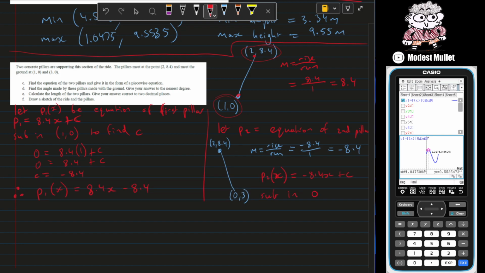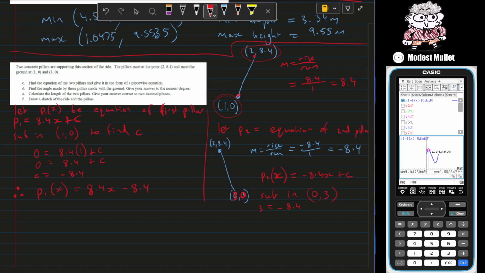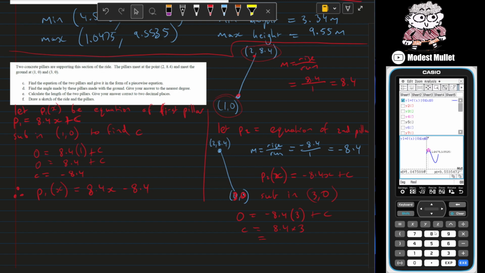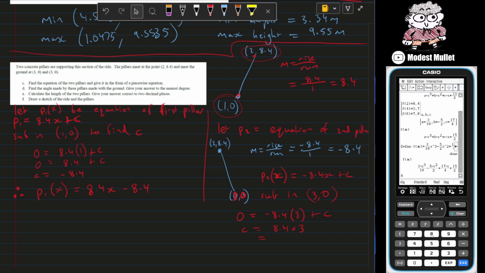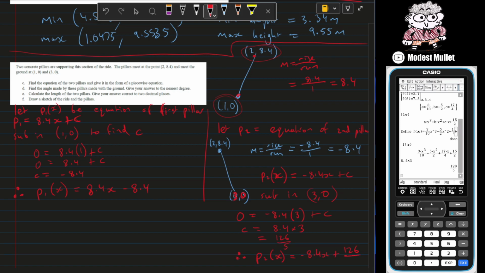Let's substitute in, let's go 0, 3, to try and figure out what c is. So we get 3 is equal to negative 8.4. Oh, it's 3, 0. What are we doing, Damien? My word. 3, 0. So we get 0 is equal to negative 8.4 times 3 plus c, so c is equal to 8.4 times 3, which is going to be 25.2, but let's keep it exact, 126 on 5. Therefore, P2 of x is equal to negative 8.4x plus 126 on 5. Happy days.